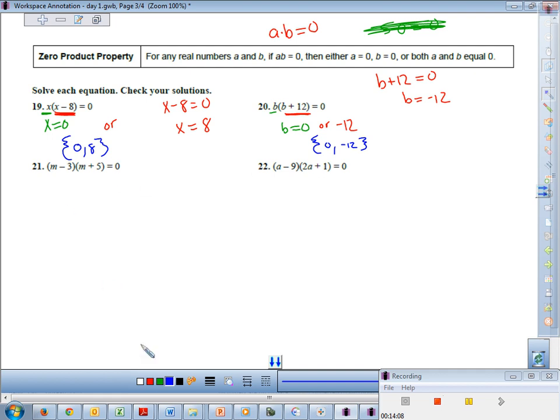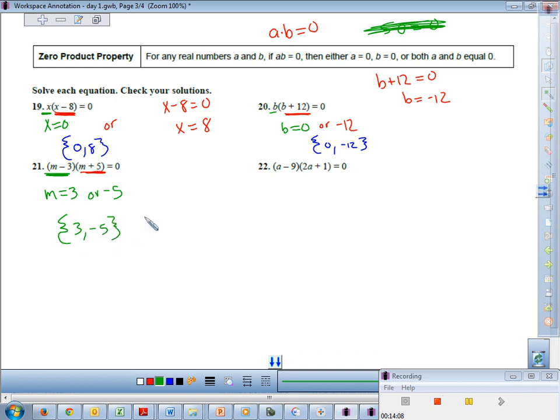So here now we have two groups of parentheses times each other. You got a green one and a red one. We want to know when at least one of these will be 0 because of the zero product property. If at least one of these was 0, then this will multiply out to be 0. So what would make the green thing 0? Well, if m was 3, wouldn't that work out? Because then you'd have 3 minus 3, which is 0. It's just the opposite of that number. Or the red thing, if m was negative 5, that would work out too. So there's our solution set, 3, negative 5.